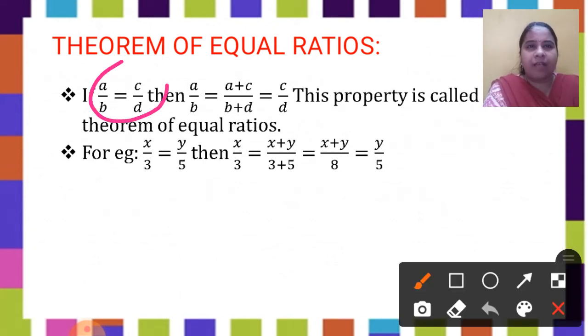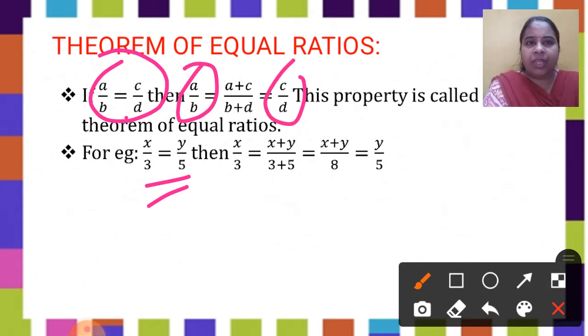Suppose I have given equal ratios here like this. These are equal ratios, A upon B is equal to C upon D. Same way I have given you an equal ratio, x upon 3 is equal to y upon 5. Then what does this theorem say? Then the individual ratios A upon B and C upon D are nothing but the addition of the numerators and the denominators, so (A plus C) upon (B plus D).